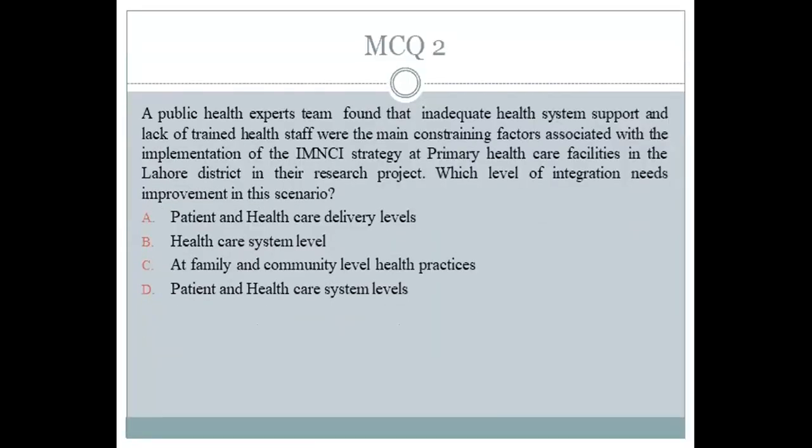MCQ 2. A public health expert team found that inadequate health system support and lack of trained health staff are main constraint factors associated with implementation of the IMNCI strategy in their research project. Which level of integration needs improvement in this scenario? At healthcare delivery level, at family and community level, or patient and healthcare system level.